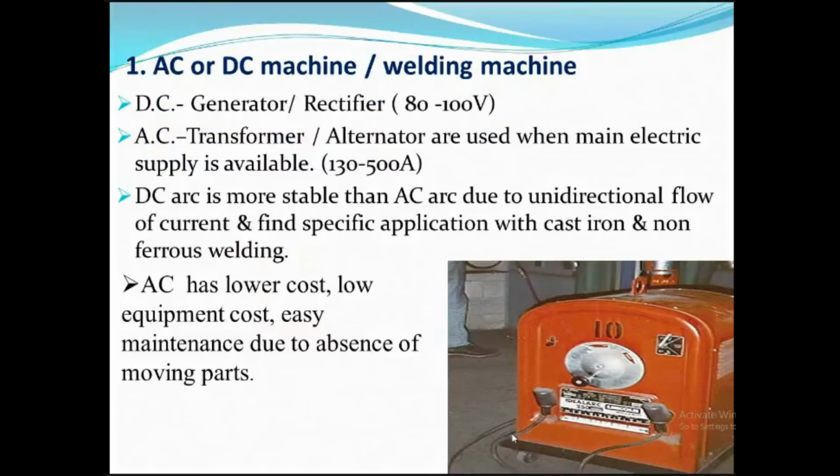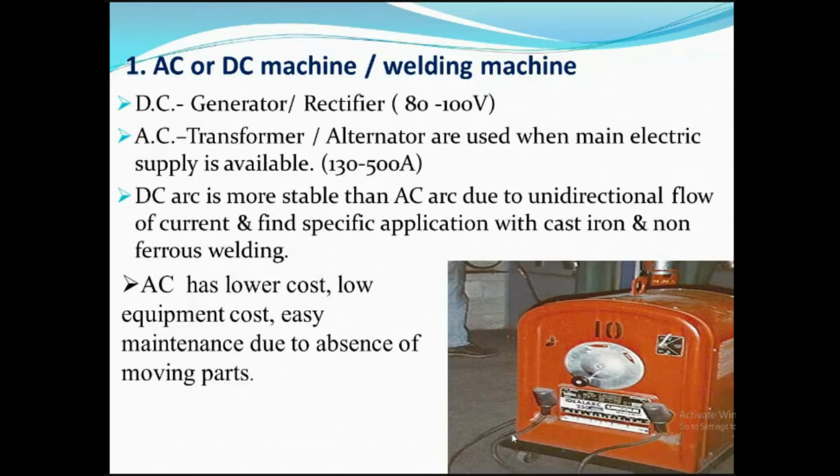Now see the different parts. One, AC and DC machines or welding machines. DC generators or rectifiers we generally use, which have 80 to 100 volts. If you are using AC, in that case the machine has a transformer or alternator used when the main electric supply is available, 130 to 500 amperes. आता मी तुम्हाला त्या दिवशी पण सांगितलं होतं की जर कधी तुमचा AC करंट किंवा व्होल्टेज असेल, तर त्या केसेसमध्ये मशीन मध्ये स्टेप अप किंवा स्टेप डाऊन ट्रान्सफॉर्मर असतो. म्हणून त्यांनी सांगितलंय AC transformers and alternators are generally used when the main electric supply is available.